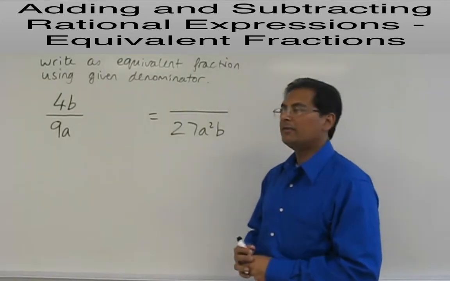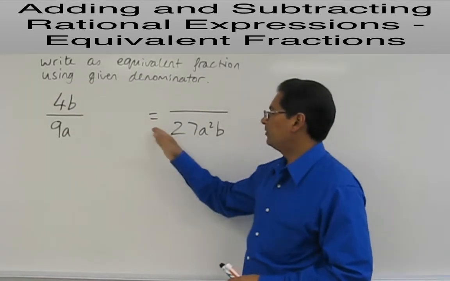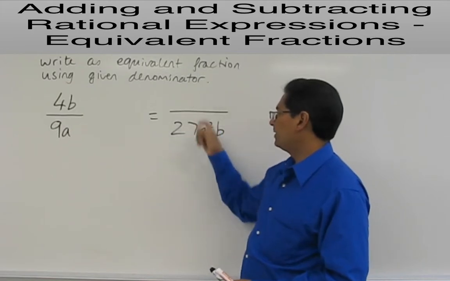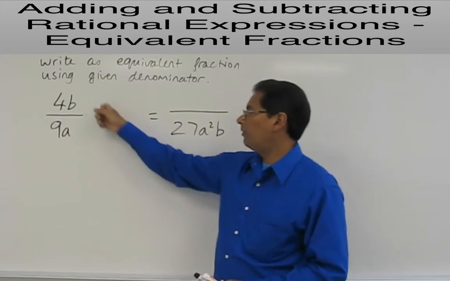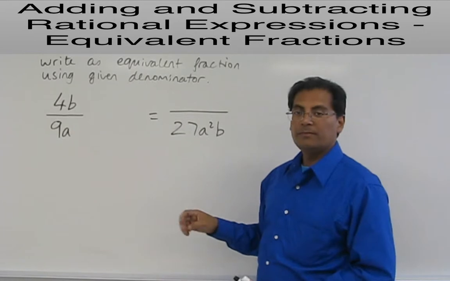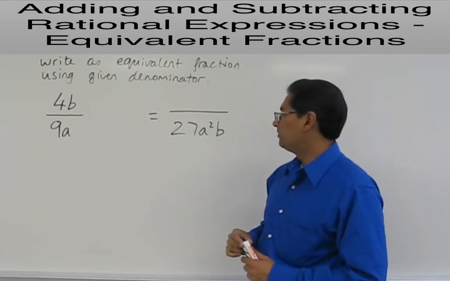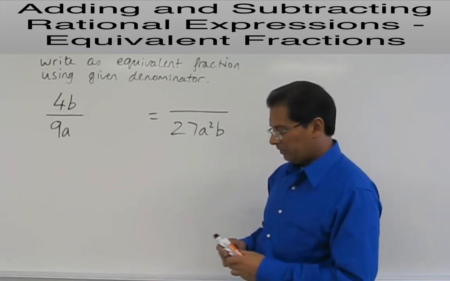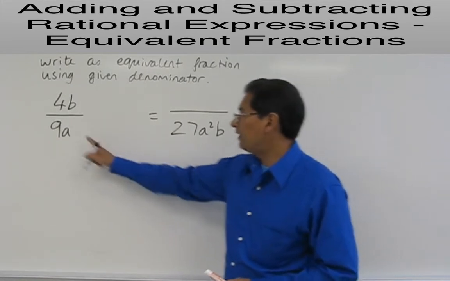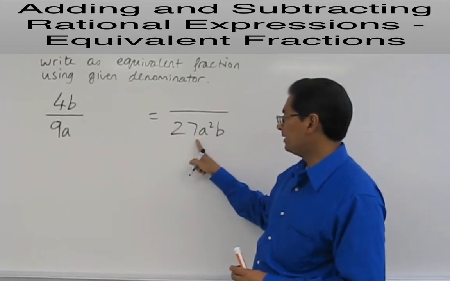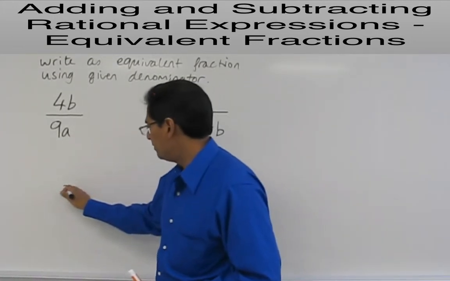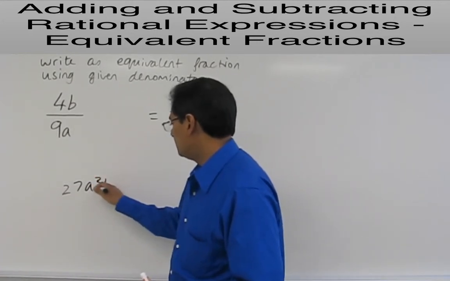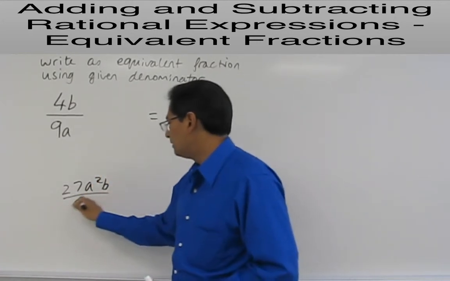So here we have a rational expression that we want to convert to an equivalent fraction of something over 27a squared b. So we want 4b over 9a to be equal to something over 27a squared b. So what should we do? Well, just as we did in the fractions, we divide this denominator into this denominator. Somewhere on your scratch paper you may be looking at 27a squared b divided by 9a, because we're dividing this into 27a squared b.